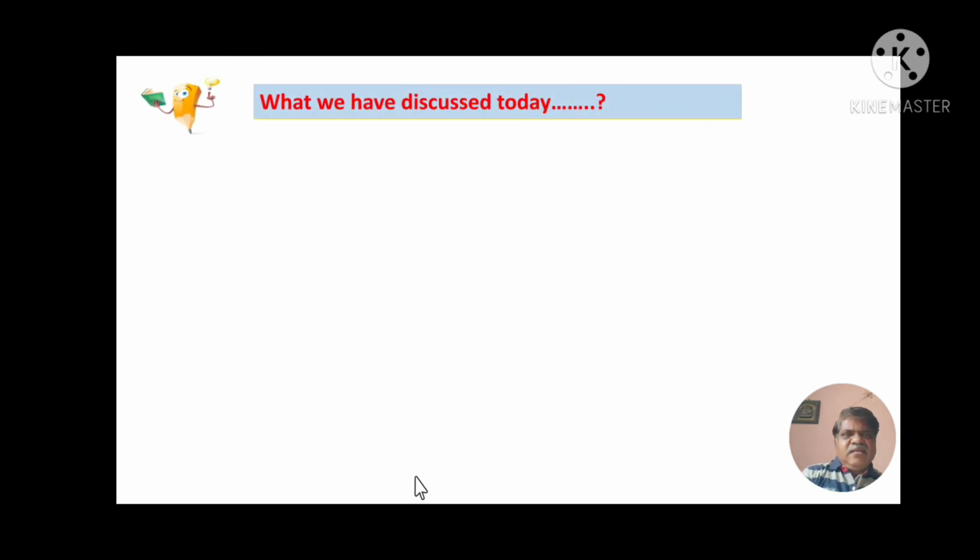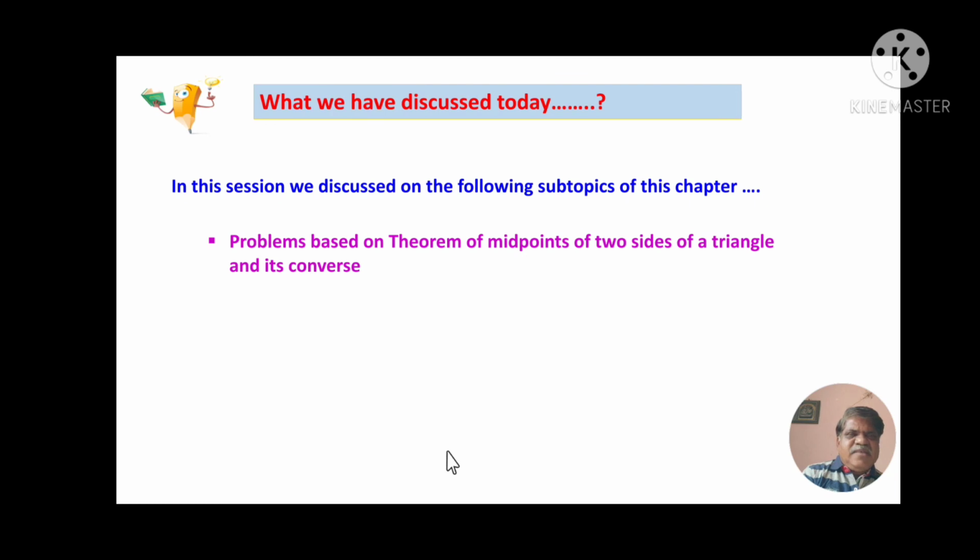Friends, what we have discussed today in this session is problems based on the theorem of midpoints of two sides of a triangle and its converse, and problems from practice set 5.5.